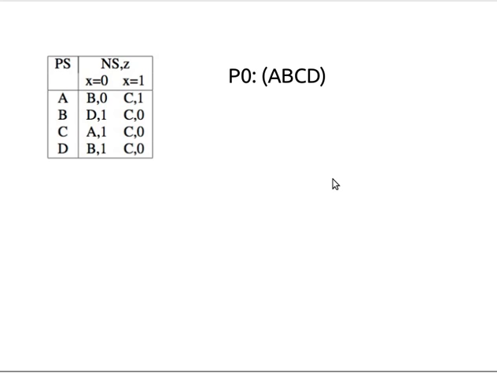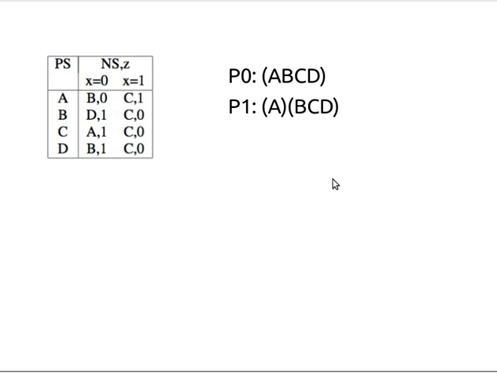So we group them by their output. It looks like A is by itself and B, C, D are together. Note that these are the distinguishable sets. You can't really tell B, C, D apart by giving one input.